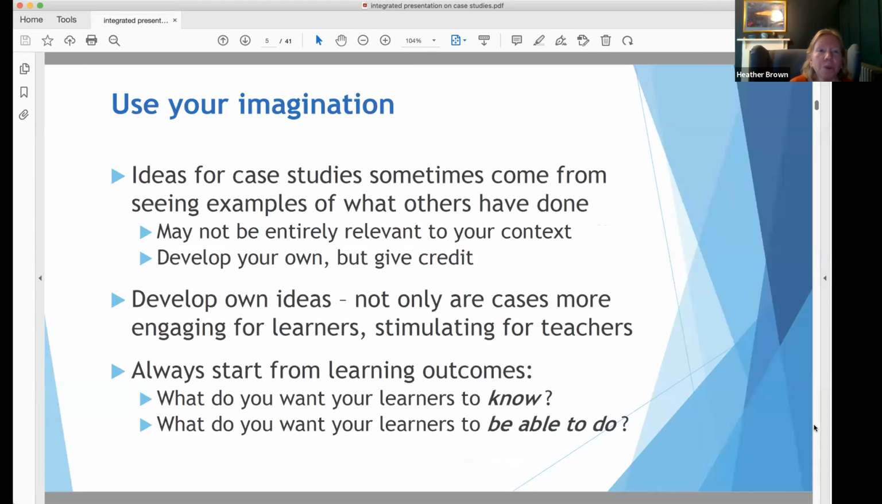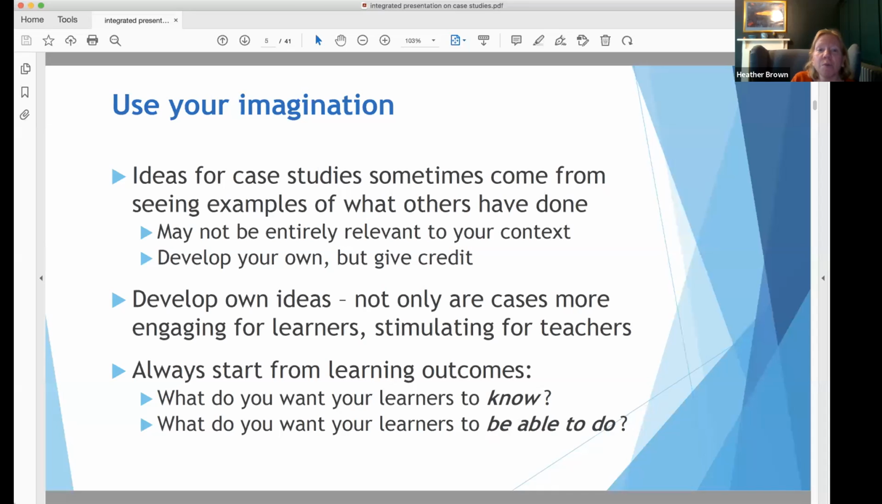To develop your own case studies, you can use your imagination. And on the IHEA teaching repository, which I will show, there are ideas for case studies, so you can use what other people have done and adapt it to your context. But if you do that, make sure that you properly acknowledge where the original idea came from, so you can develop your own ideas.